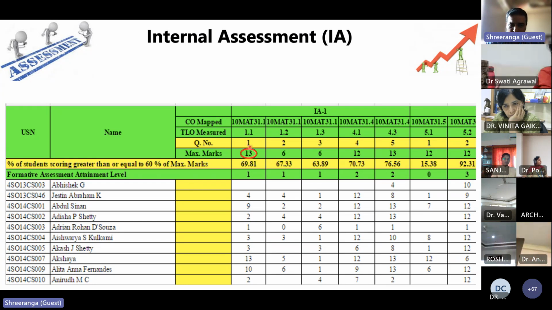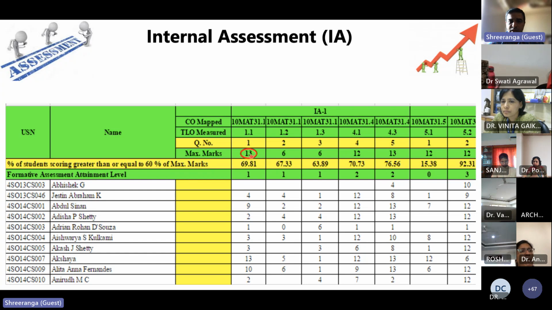Now you can see question number 1, question number 2, question number 3, question number 4, and question number 5. In the sense, there are 5 questions in the internal assessment, and every question is being mapped not only to the TLO, it is being mapped to CO also. Now this CO and TLOs can be specified in your question paper, or it can be an internal matter for your calculation purpose.